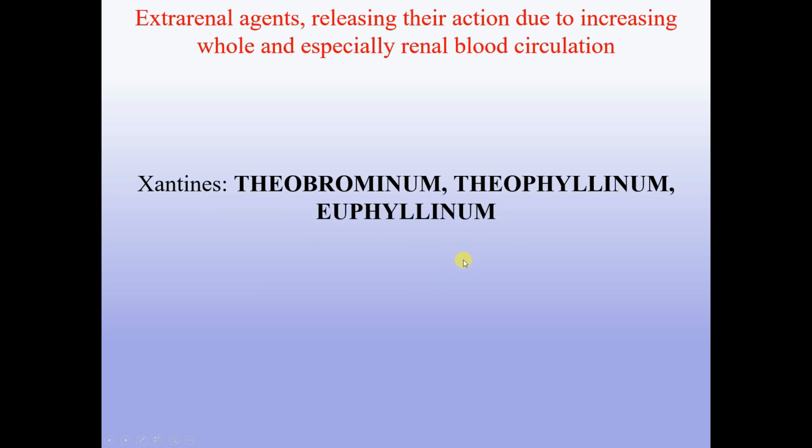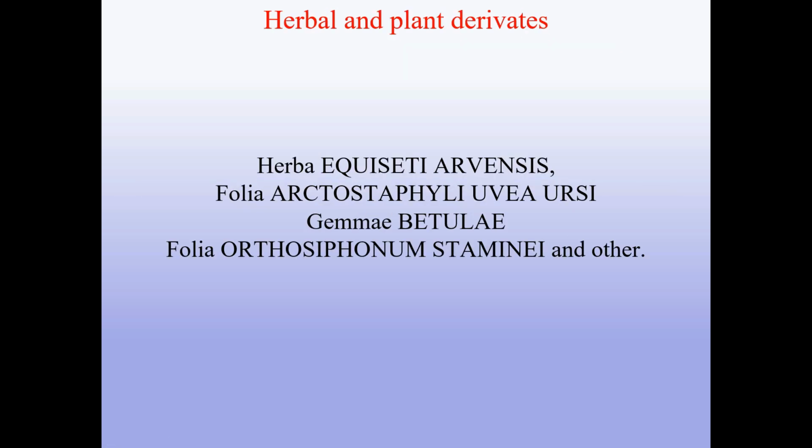One more group, extrarenal agents releasing their action due to increasing whole and especially renal blood circulation. Here we have xanthines: theobromine, theophylline, and euphylline. And one more additional group, herbal and plant derivatives. Here you can see some different plants which also provide weak diuretic effect.